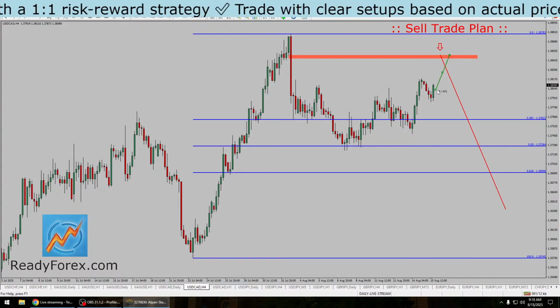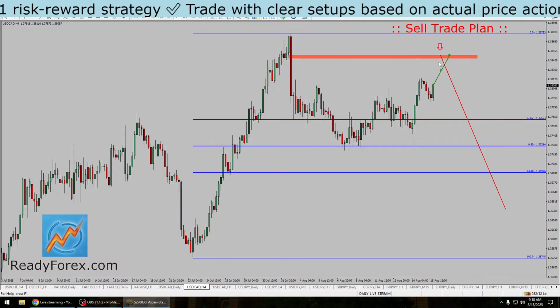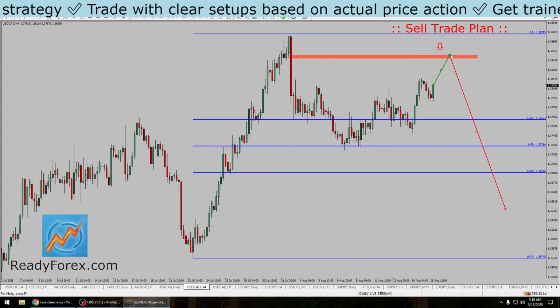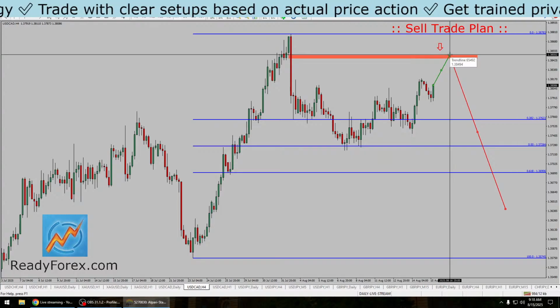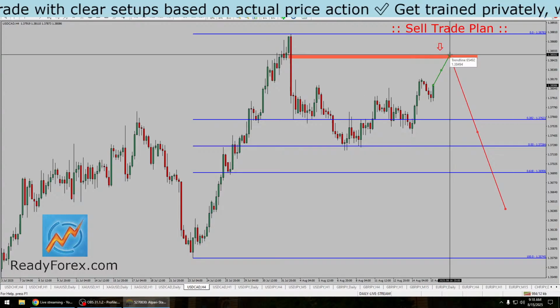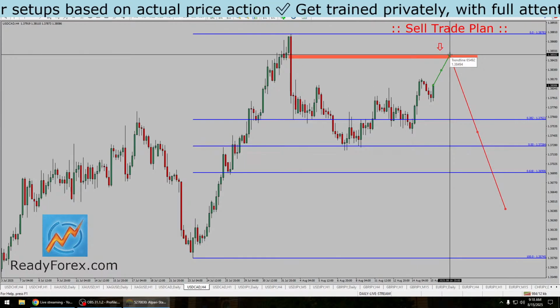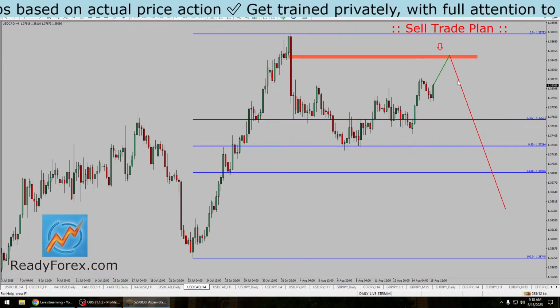But this is a sell trade plan as well. Wait for the market to rise up more once it's going to hit this level, then wait for the price action to show you some sort of a bearish reaction, and once market starts the decline, use your day trading strategies to look for sell trade setups.